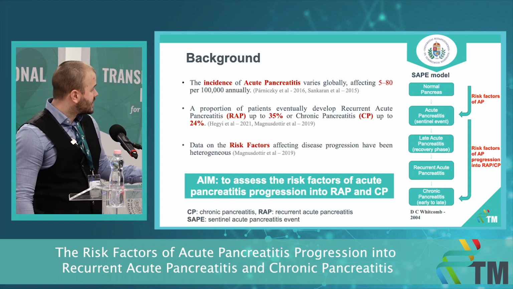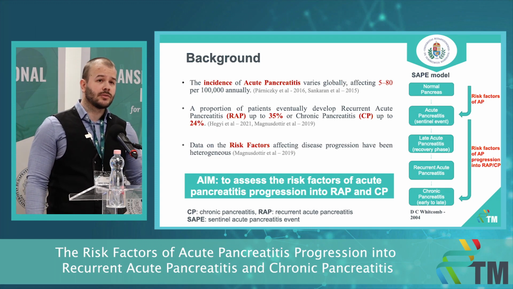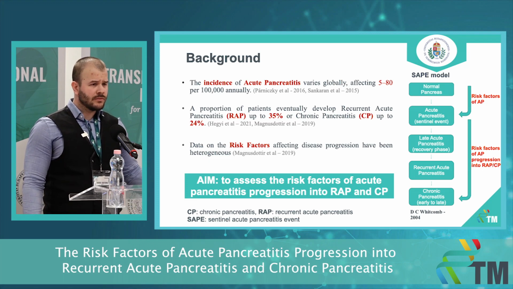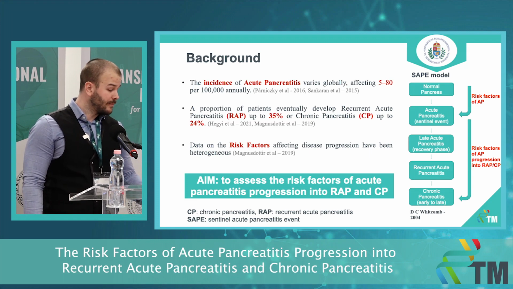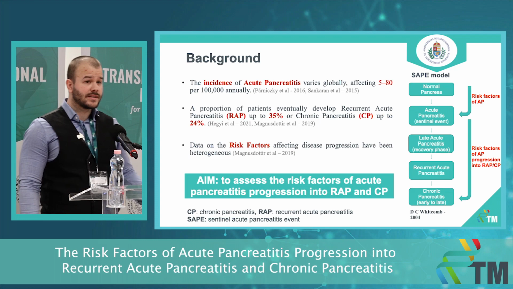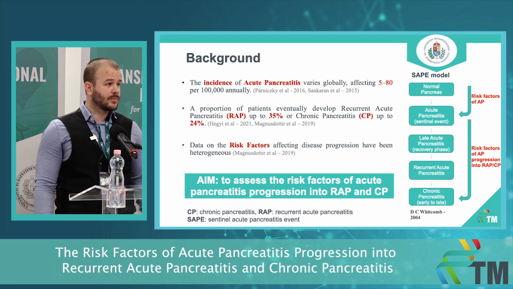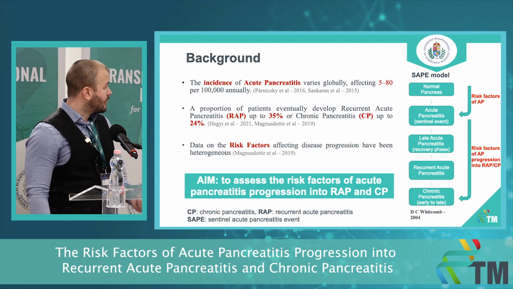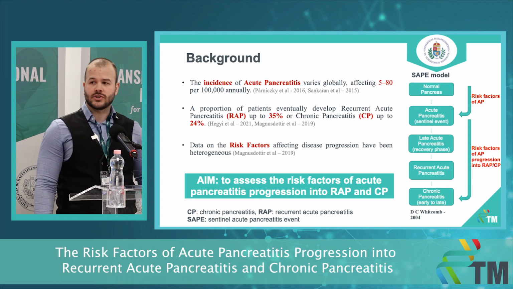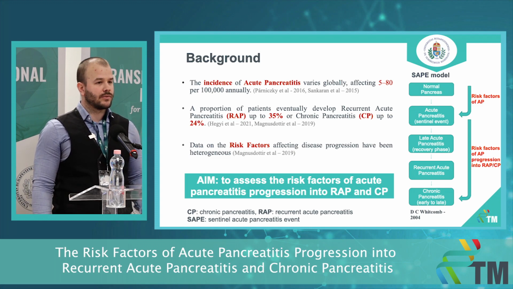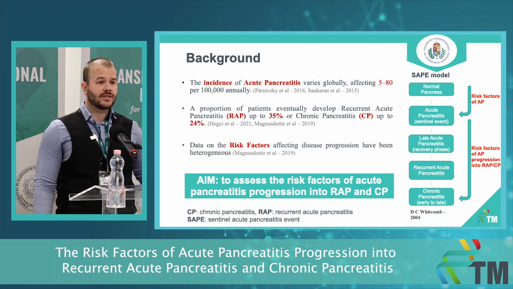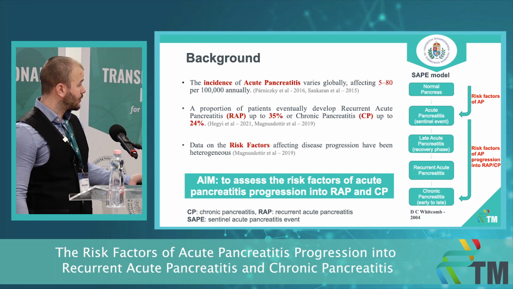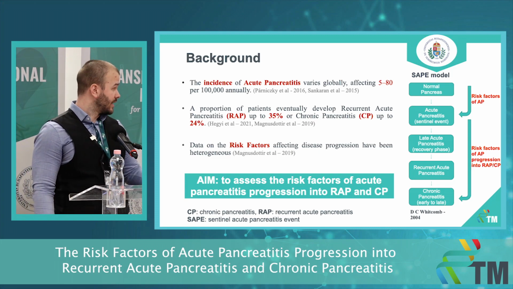On the right figure, you can see the Sentinel acute pancreatitis event model by Whitcomb et al., which states that acute pancreatitis, recurrent acute pancreatitis, and chronic pancreatitis can represent a disease continuum. Data on the risk of developing RAP and CP and the factors affecting disease progression have been heterogeneous. However, in order to reduce these recurrence and progression rates, it is essential to know all the risk factors that can contribute to the progression of acute pancreatitis. Therefore, our aim was to comprehensively assess all the factors that can contribute to the progression of AP.